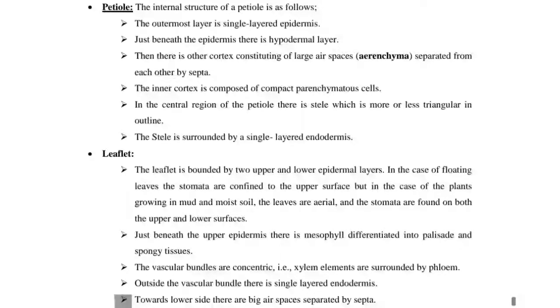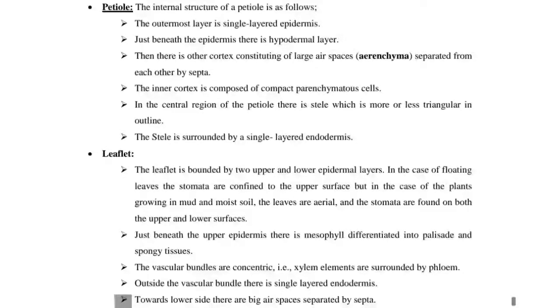The outermost layer is single-layered epidermis. Just beneath the epidermis there is a hypodermal layer. Then there is the outer cortex consisting of large air spaces, parenchyma, separated from each other by septa. The inner cortex is composed of compact parenchymatous cells. In the central region of the petiole there is a stele which is more or less triangular in outline. The stele is surrounded by a single-layered endodermis.